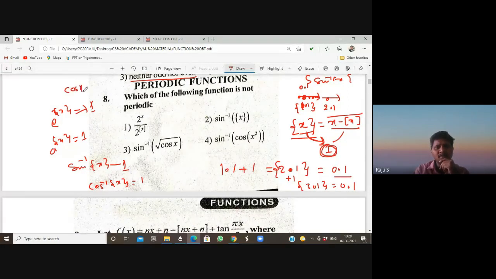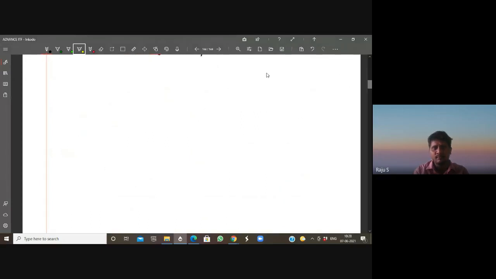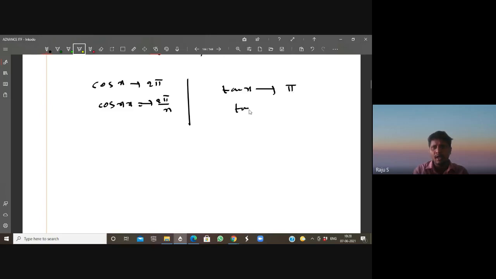And we also studied very clearly: cos x's period is what? Cos x period is 2 pi. Cos nx is 2 pi by n. We clearly discussed all this in class 11. In the same way, what about tan? Tan x is pi alone. Tan nx is pi by n.